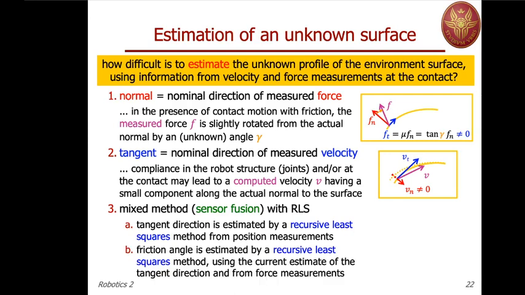And once we have done this, we estimate also the friction angle gamma so that we can eliminate this effect. And we do this using both the current estimate of the tangent direction and the actual force measurement. In this way, we can use both sensors, fuse them in a suitable way, and update our model while we go on. Of course, once you have normal and tangent direction, you can use this as your task frame, and this will move and rotate accordingly to the progression of the task.